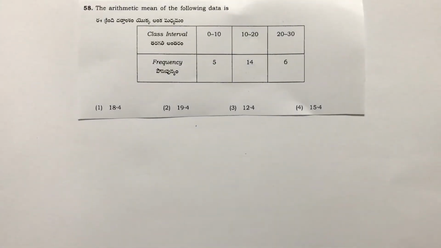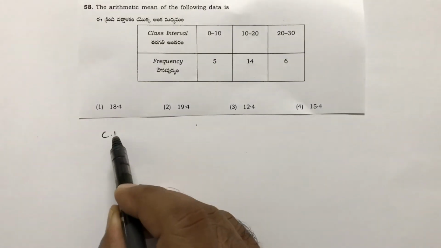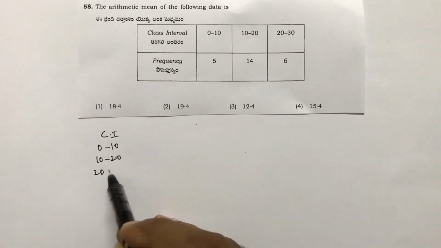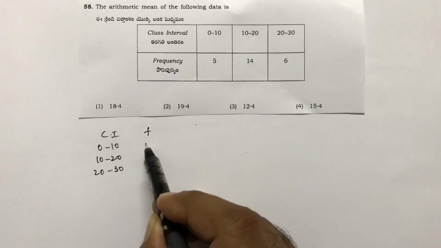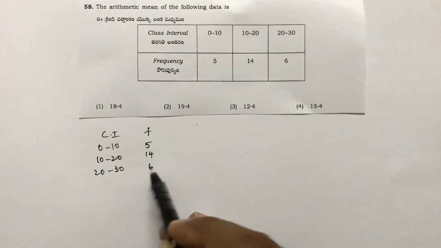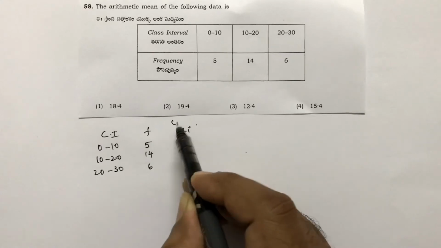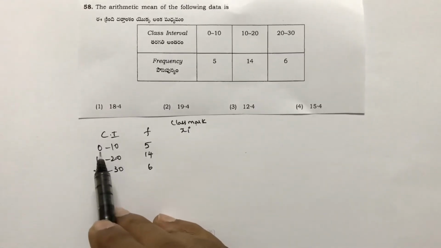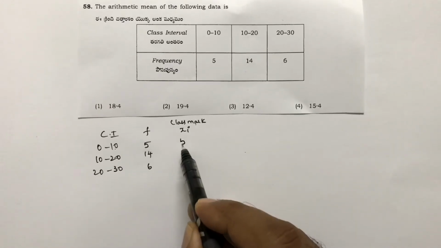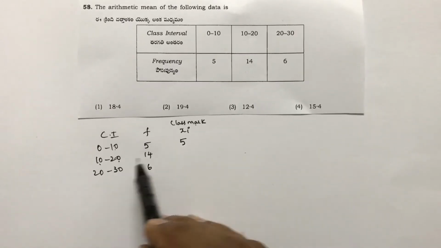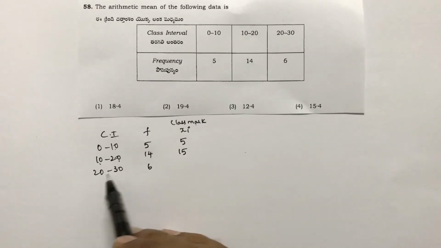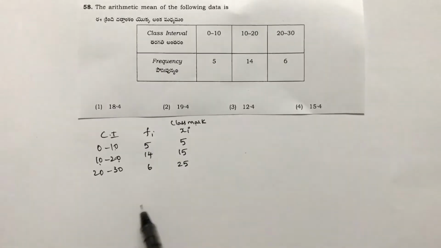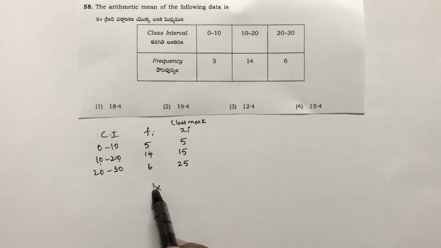The arithmetic mean of the following data. So here the class intervals are 0 to 10, 10 to 20, 20 to 30, and the frequencies are 5, 14, 6. For the mean, we compulsorily need to find the class mark. So the class mark is 0 plus 10 by 2, that is 5. 10 plus 20, 30, 30 by 2, 15. 20 plus 30, 50, 50 by 2, 25. Now because there are only 3 values, I'll solve by the direct method.